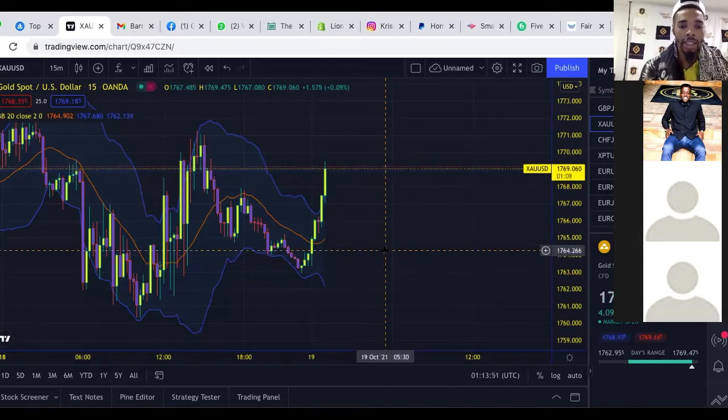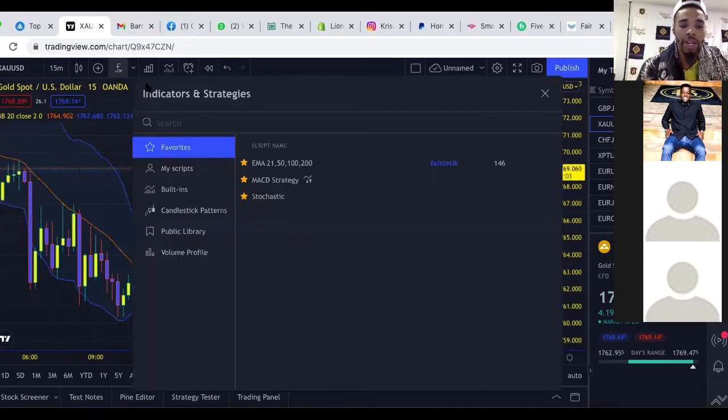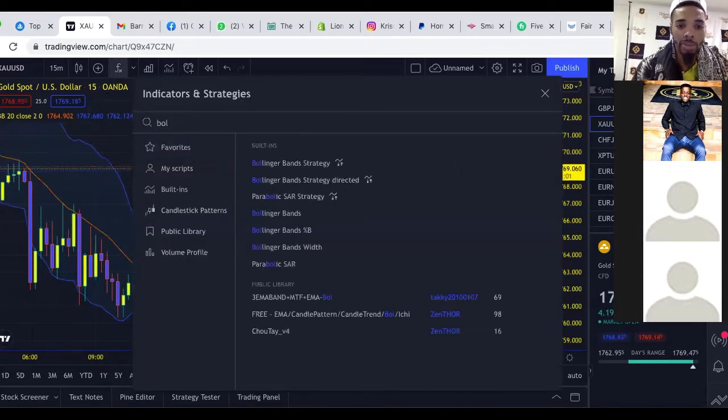So use it wisely. Once again, I'm going to show you guys where to get it from. If you're on TradingView, you want to go here, type in Bollinger, not just BOL, and there's a few of them. There's definitely a few of them. We got parabolic SARs in there. Maybe that'll be another class I can teach for you guys, parabolic SAR. But Bollinger Bands is a great one.